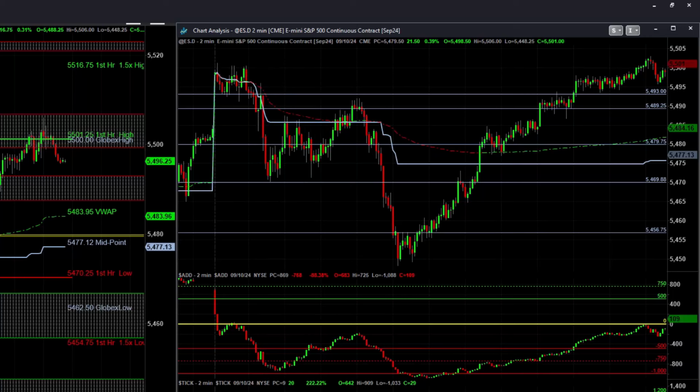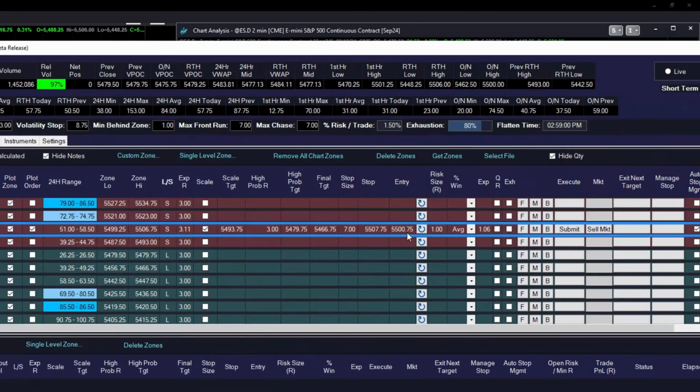So if you missed it on first test, you don't have to skip the trade. You can still take it. Even if you get in at 5,500, it's still a nice trade setup. 2.7R is still solid. And that's assuming these targets. You might expand your final target, which is what I did.